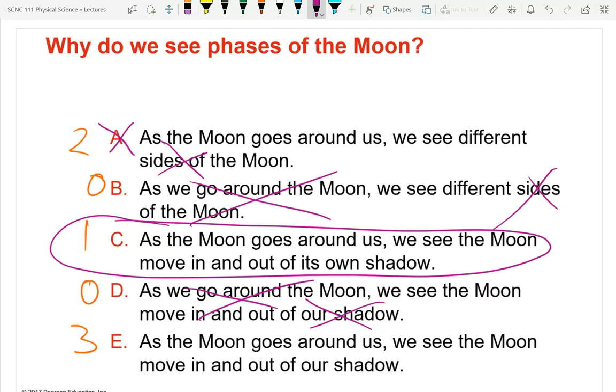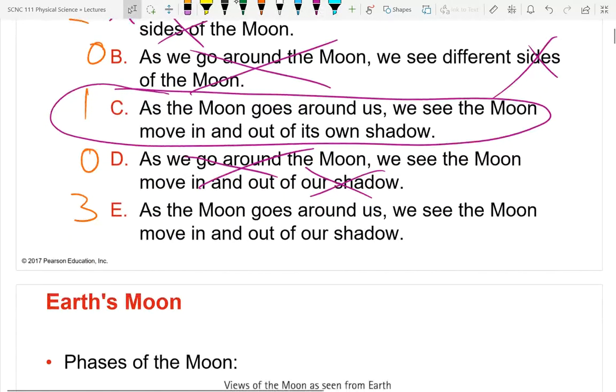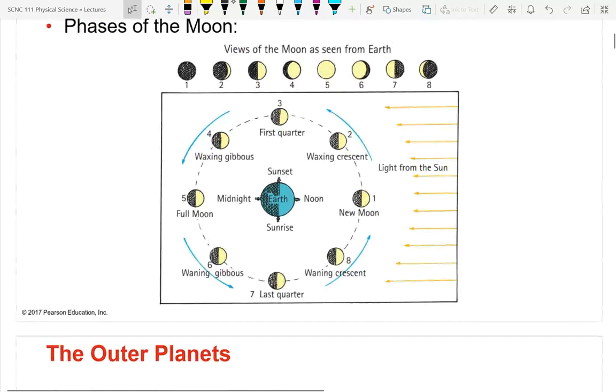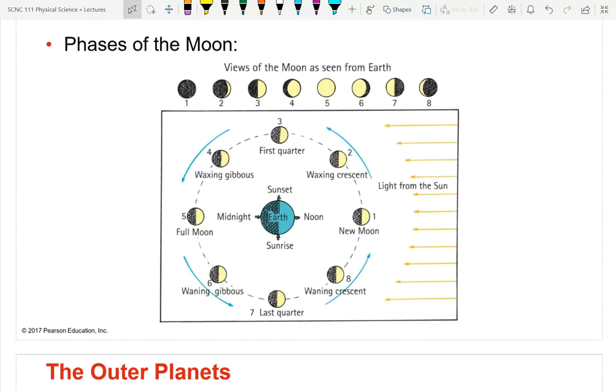What do we call it if the moon goes into our shadow? That's right. That would have been a lunar eclipse. So if it asked what causes a lunar eclipse, E would have been the correct answer. But it was asking for the phases of the moon. So just as a reminder, here's the picture showing how you get those phases.